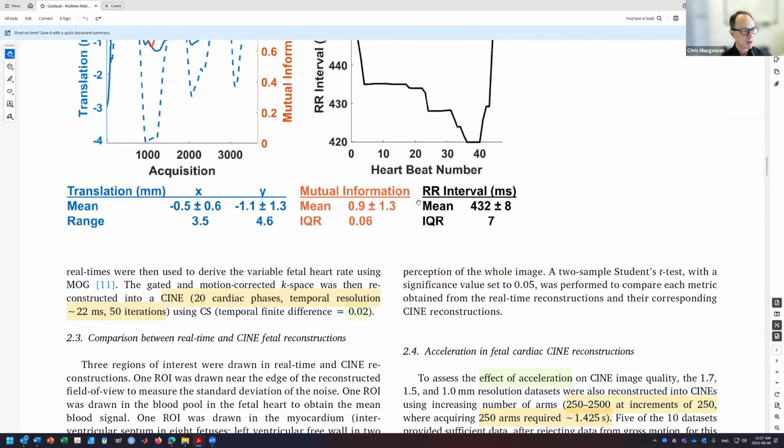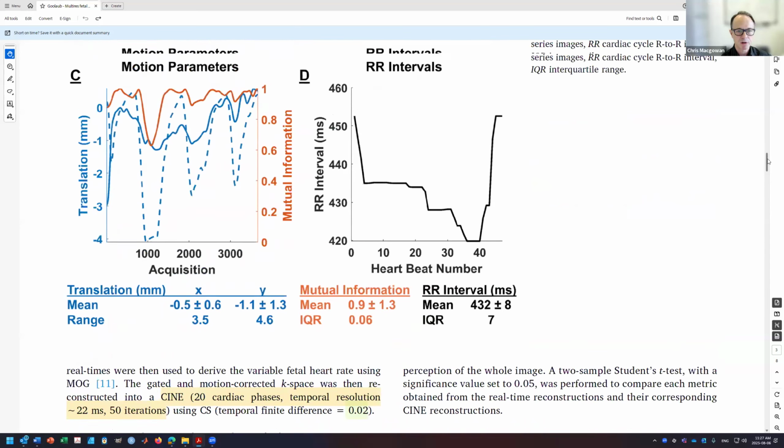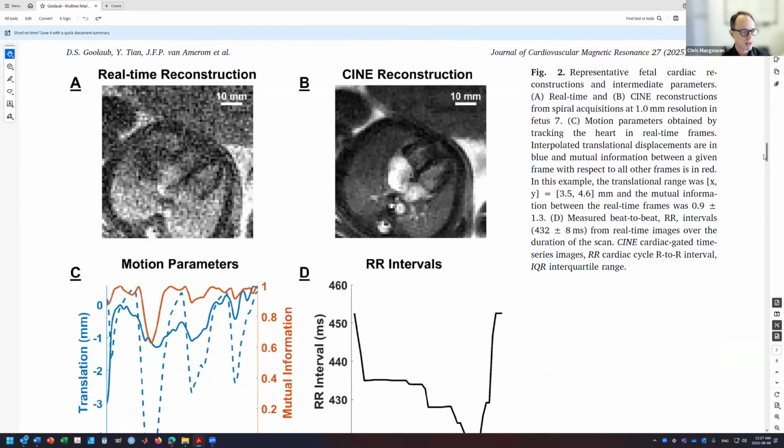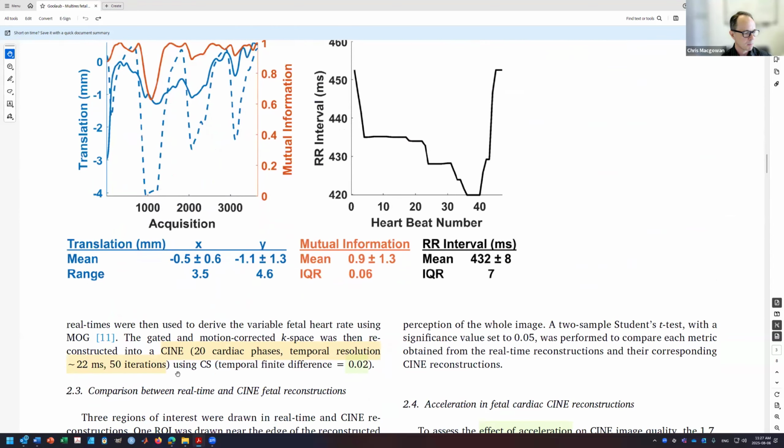The real-time reconstructions are reconstructed, as mentioned up here, at about 29 milliseconds. That's an interpolated temporal resolution, which we use for motion correction and cardiac gating. The final Cine reconstructions in this case were at about 22 milliseconds.